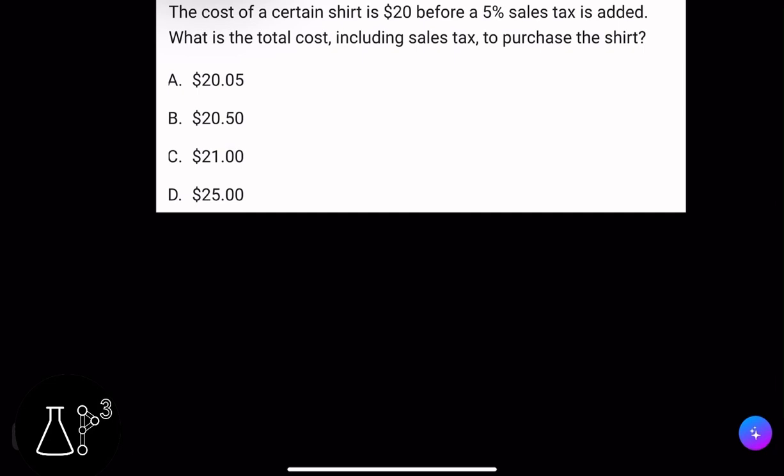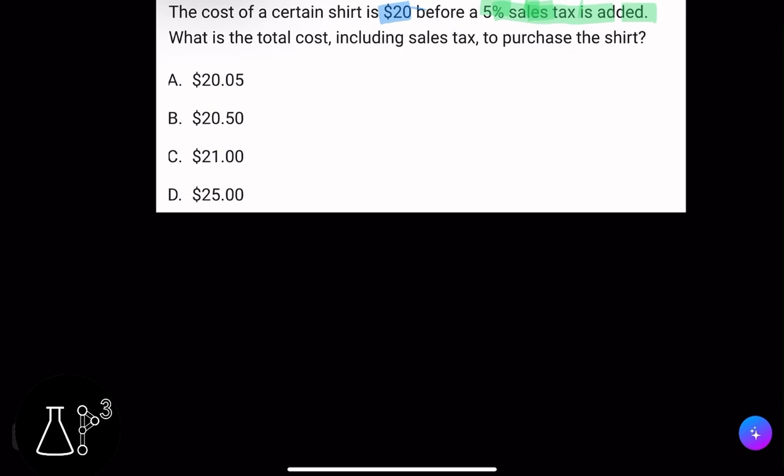The starting cost of a certain shirt is $20 before a 5% sales tax is added. What is the total cost including the tax to purchase the shirt? Okay, so we're looking for the total cost of the shirt including the tax. So we're adding the tax to the purchase. So what is the original price of the shirt? 20 bucks. And how much is sales tax? 5% sales tax is added. So it's 20 before sales tax, and once we add sales tax, that'll give the total amount.